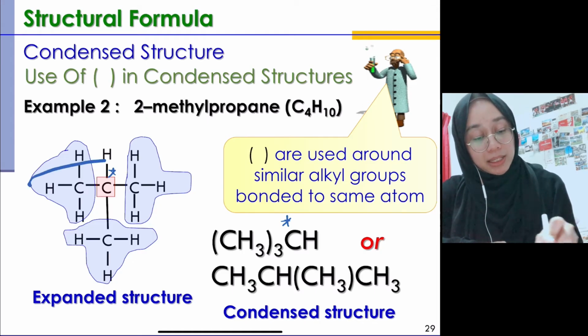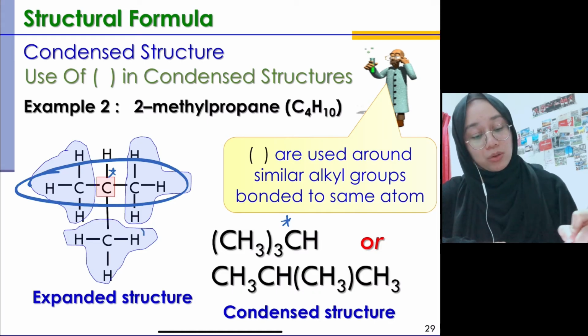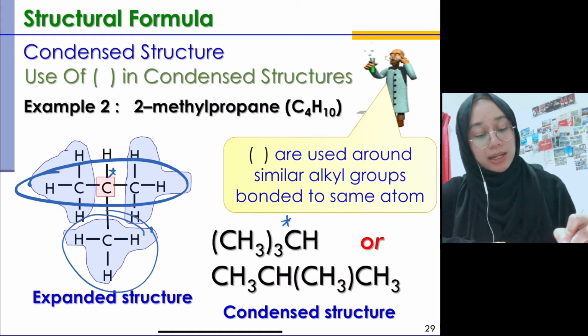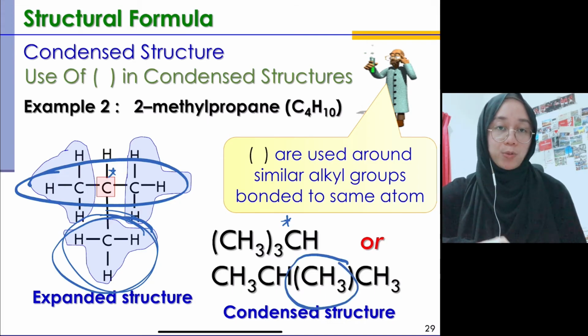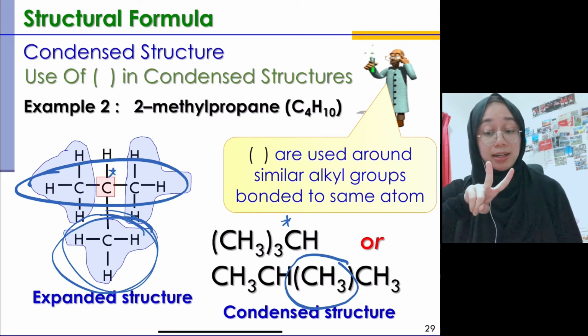So this will be the main chain. Okay, and then this will be the side chain here. So yang side chainnya ni, inilah yang dalam bracket yang dekat sini. So ada 2 cara lah, and dua-dua diterima. Okay.